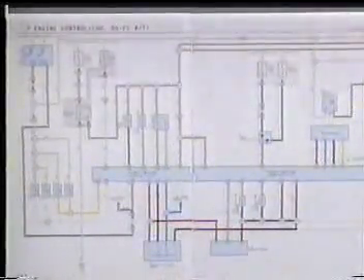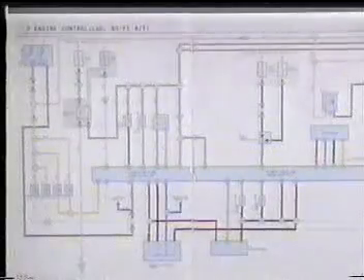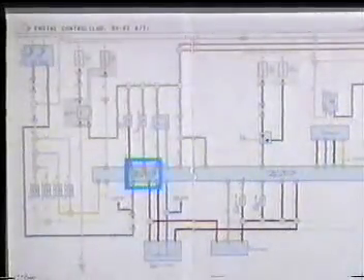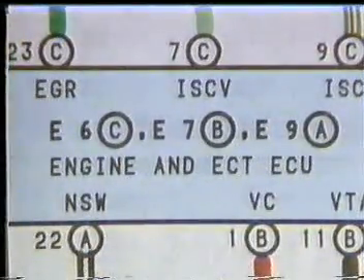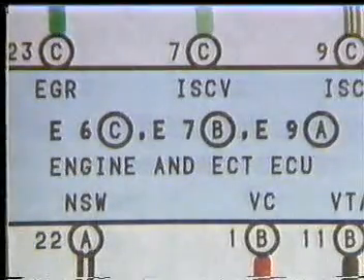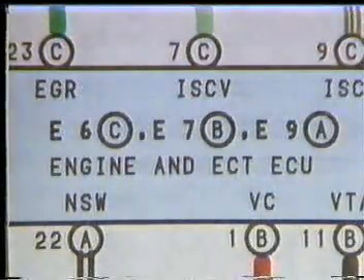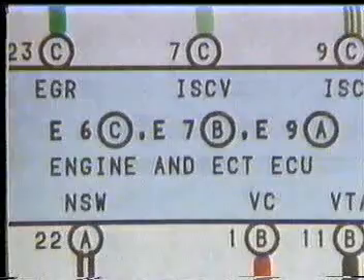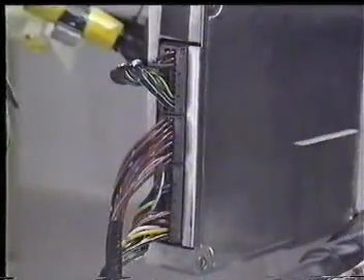This is the engine control system circuitry. If we look at the ECU terminals, we see that they are listed as A, B, and C. This is done in order to distinguish the connectors if 3 connectors are inserted in a single ECU, as is shown here.